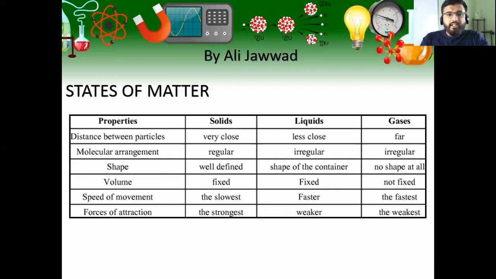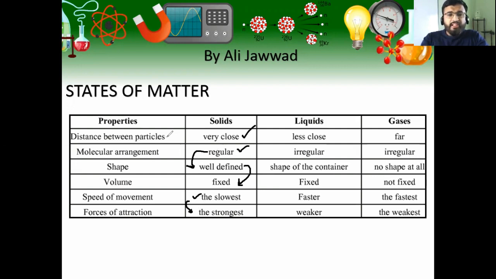So the distance between the particles in solid is very close, and since the distance is very close, they have a regular arrangement because they try to keep themselves together, and because of this regular arrangement they have a well-defined shape, and because of well-defined shape we can calculate its volume and it does not change. Since the forces of attraction are strong enough, molecules are packed together, so they cannot move here and there. They can just jiggle around at their fixed position. So they have only vibratory movement in that fixed position. So the movement is very slow and the forces of attraction are very high.